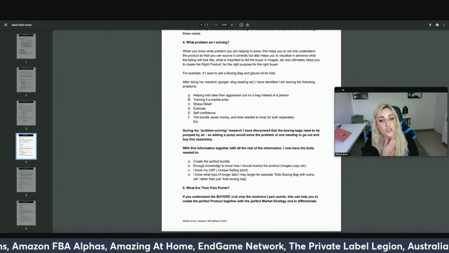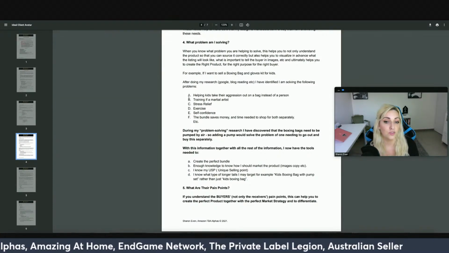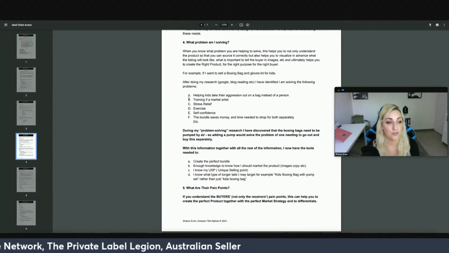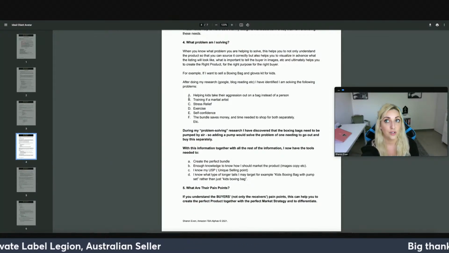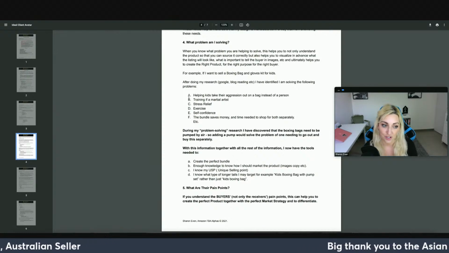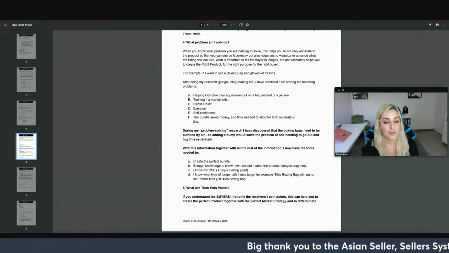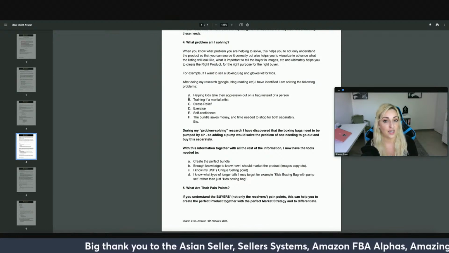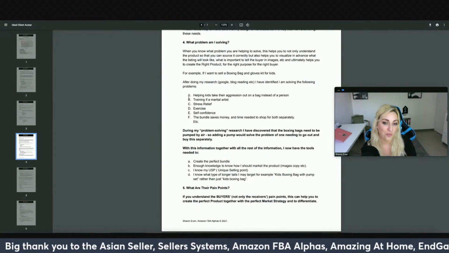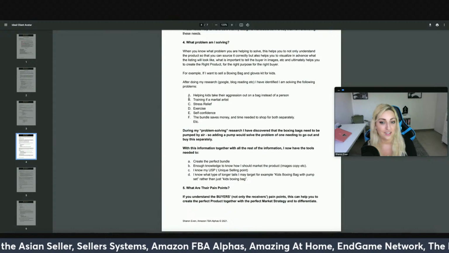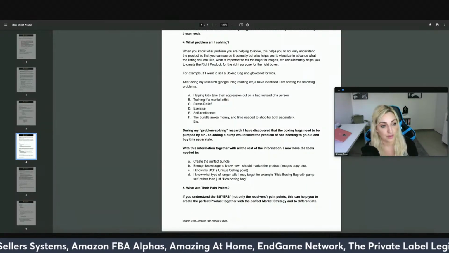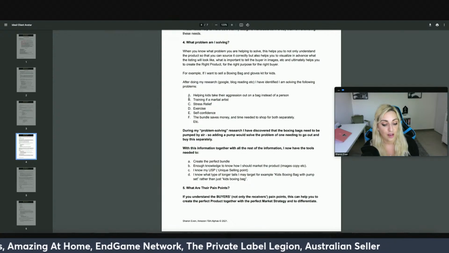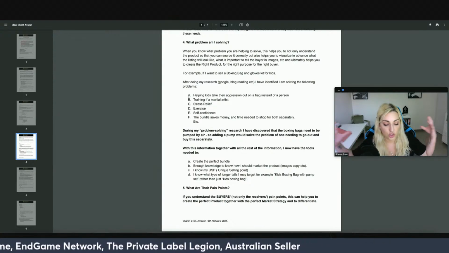During my problem-solving research, I have discovered that the boxing bag needs to be pumped by air. Now, anyone who is a martial artist, because I'm an ex-martial artist, may be tipping over right now, like, why does it need to be pumped by air? This is a boxing bag for kids, not the ones that are filled with sand. These are inflatable boxing bags for kids because it doesn't need to be a huge product that's really expensive.